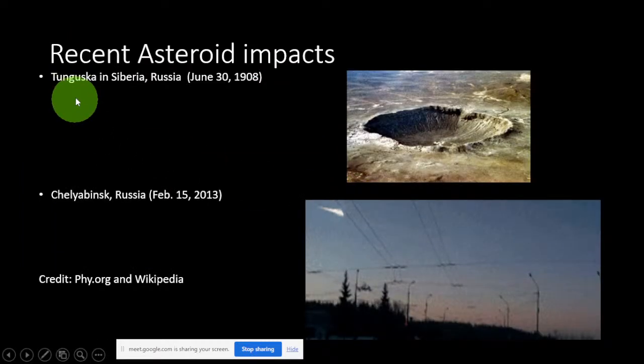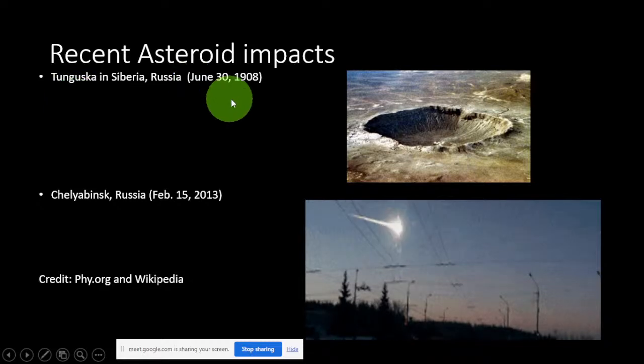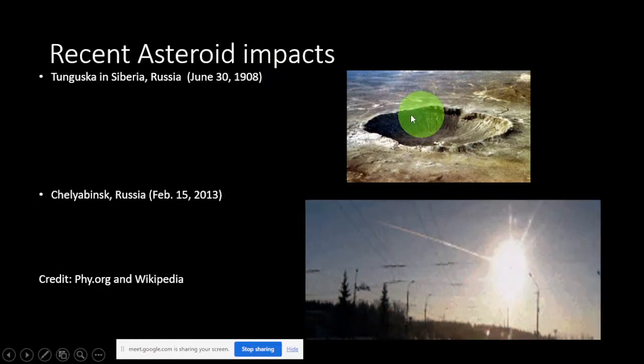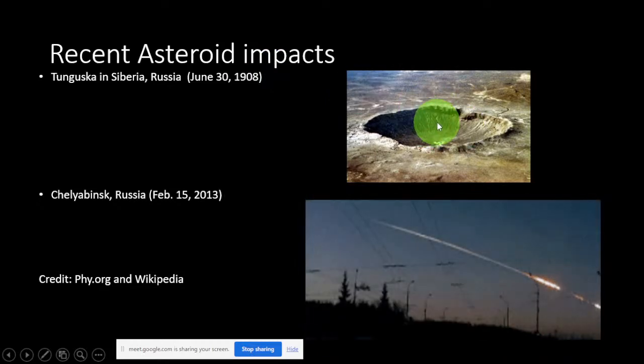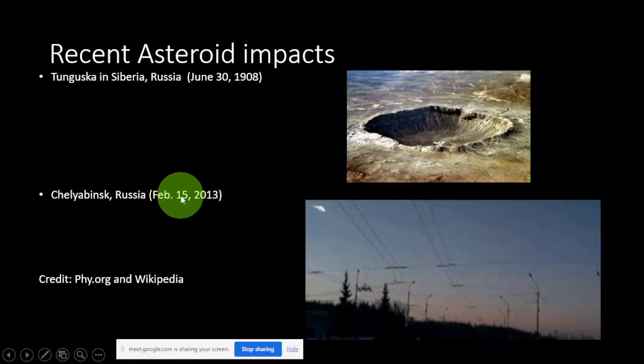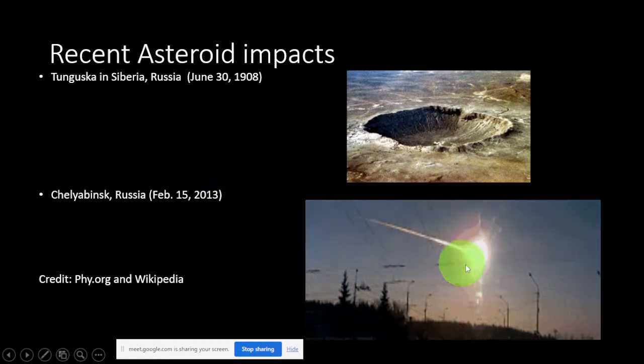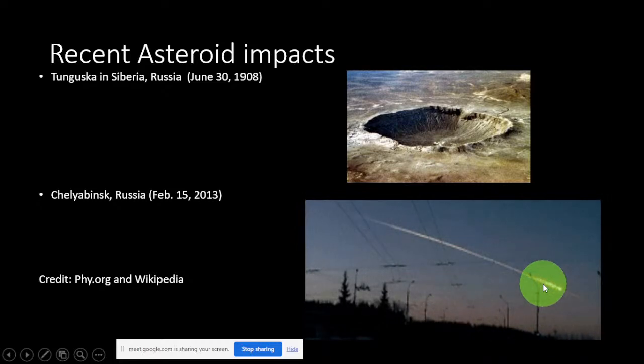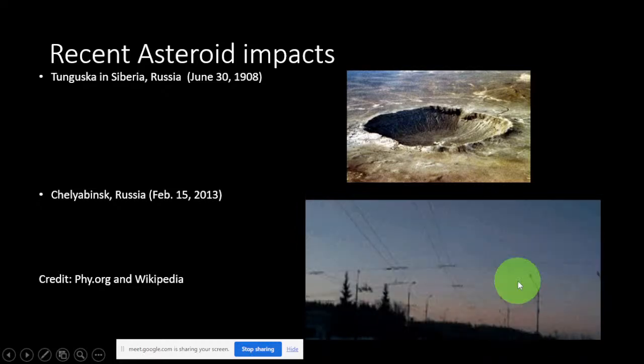So look at the recent asteroid impacts. This one happened in 1908. Look at the size. Look at the crater it created on Earth. Very huge. And the recent one we had was in 2013. It happened in Russia on February 15. Look at the brightness. It was brighter than the sun when it happened, and within a few seconds, it caused so much damage to that city.